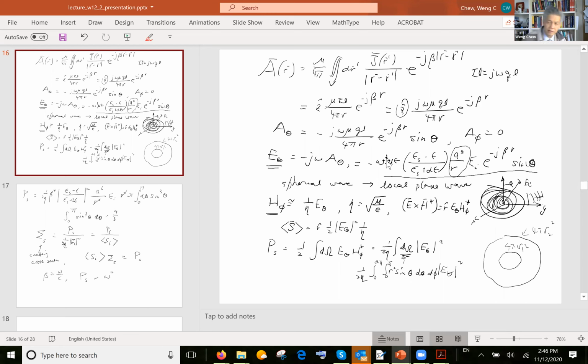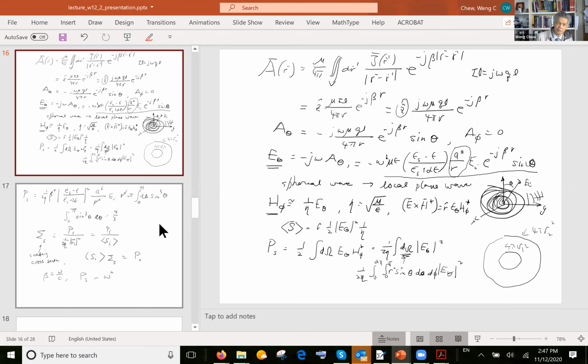And the reason that physicists like to give for this is because radiation is due to acceleration. Acceleration is d squared dt squared, and when you have d squared dt squared, you have omega squared. So this is a clear indication that the scattered field or the radiated field is proportional to the acceleration of the electrical charges on the dipole.